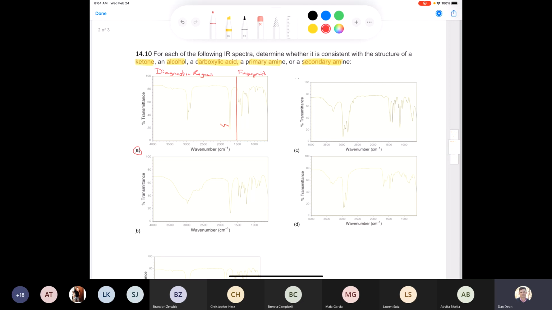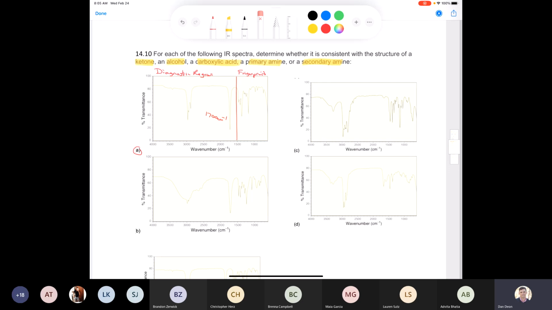So if I have an absorbance that's at 1700, could anybody tell me what I might be looking at here? What kind of stretch would I be looking at if I have an absorbance around 1700, based on the list of IR absorbances that are on the table that I provided for you last class? It's also posted to Canvas. Yeah, absolutely. So you're all in the right vein.